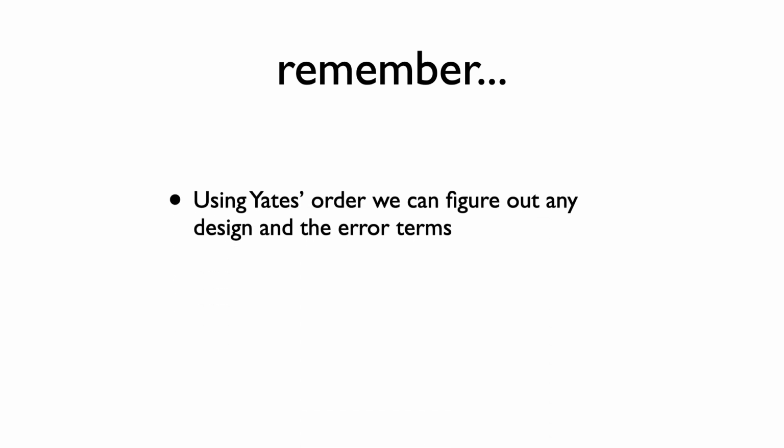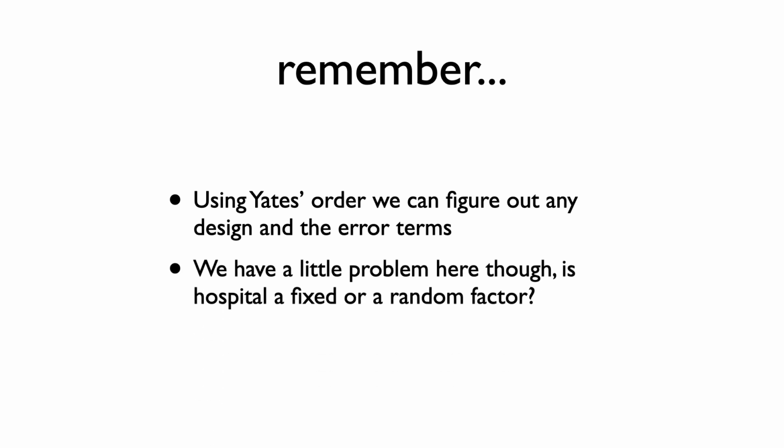So remember a few things. First thing to remember is that using Yates order, you can figure out any design, the error terms, and degrees of freedom, and it always works. It's a beautiful thing. So let's go back to these weird research designs. I was working under the assumption that everything here is a fixed factor to use Yates order to figure out the error terms.